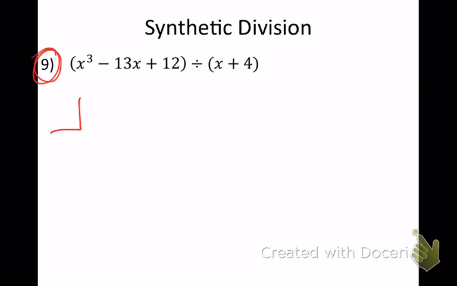What's going to go in the box? Negative 4, right? Great. So now I use my coefficients here, right? Okay, great. What's my first coefficient? What's my second coefficient? It is not negative 13. It is not positive 13 either. What is my second coefficient going to be?